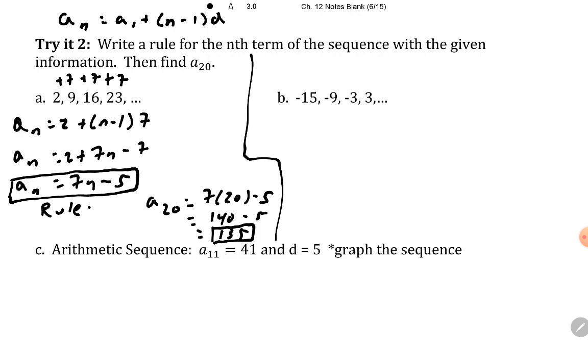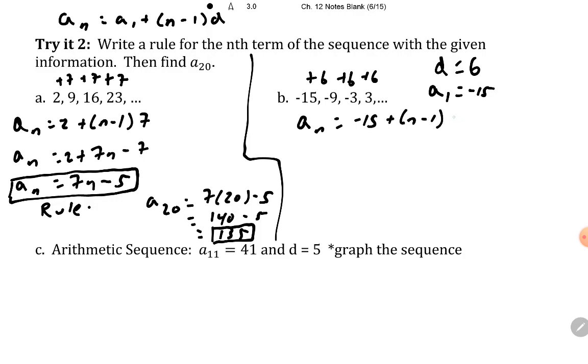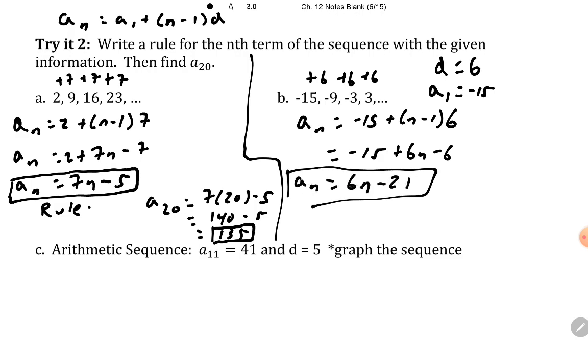Part B, we're doing plus 6, plus 6, plus 6, so my d value is positive 6. My first term, a sub 1, is negative 15. So let's plug it into our equation. A sub n equals negative 15 plus n minus 1 times d, which is 6. Distribute the 6, and we get negative 15 plus 6n minus 6. So 6n minus 21 is our rule.